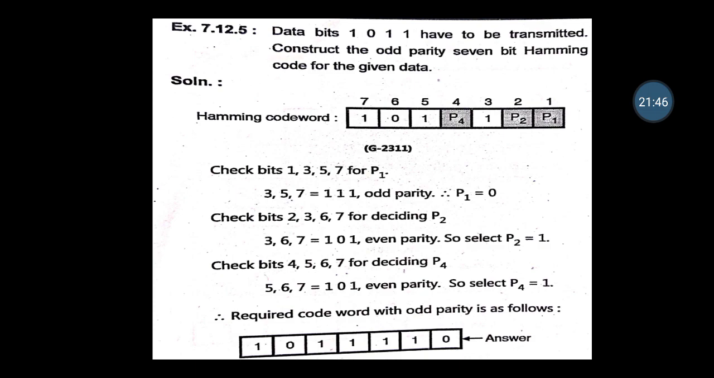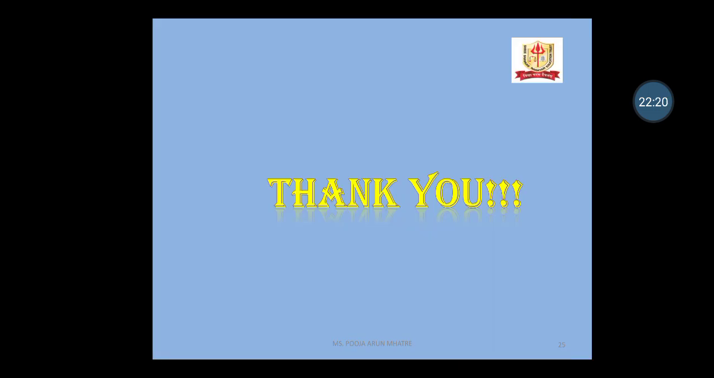Check the bits 1, 3, 5, 7 for P1. 3, 5, 7 is 111, odd parity, that means P1 equals 0. Check the bits 2, 3, 6, 7 for deciding P2. 3, 6, 7 equals 101, even parity, so P2 equals 1. Check the bits 4, 5, 6, 7 for deciding P4. 5, 6, 7 equals 101, even parity, so P4 is 1. So the required code with odd parity is 0110011. Thank you.